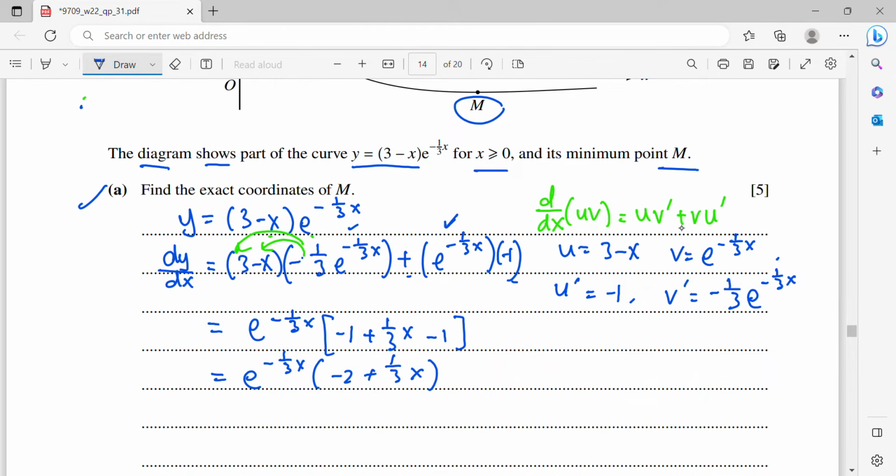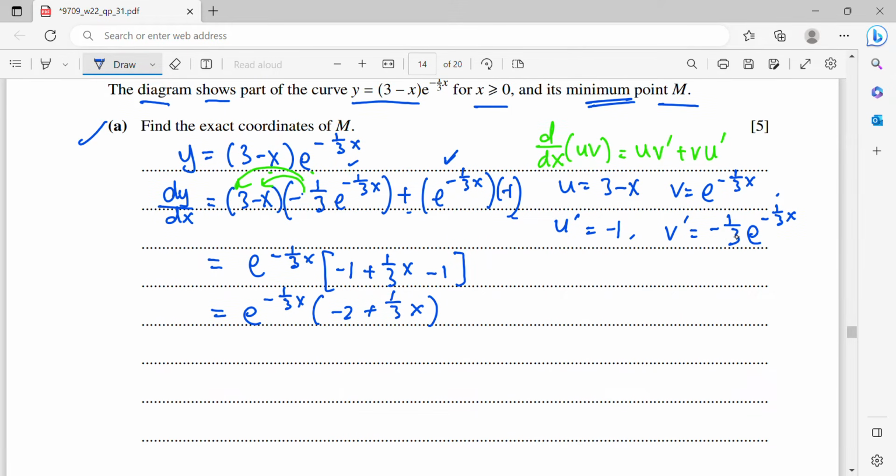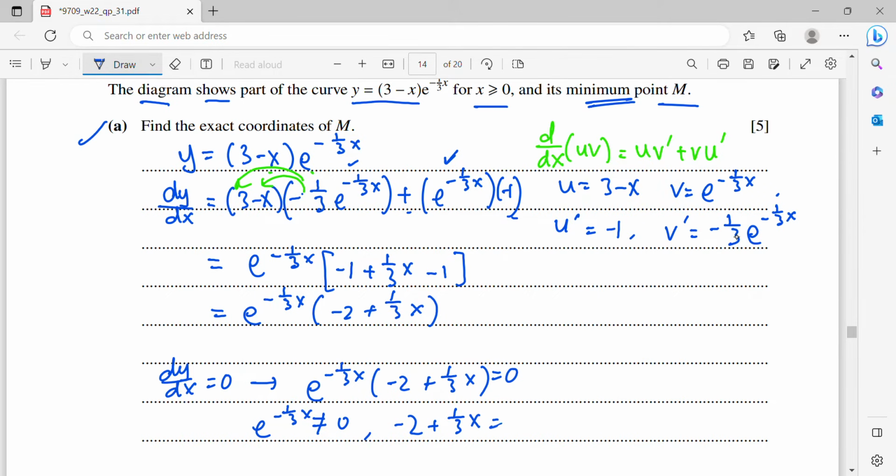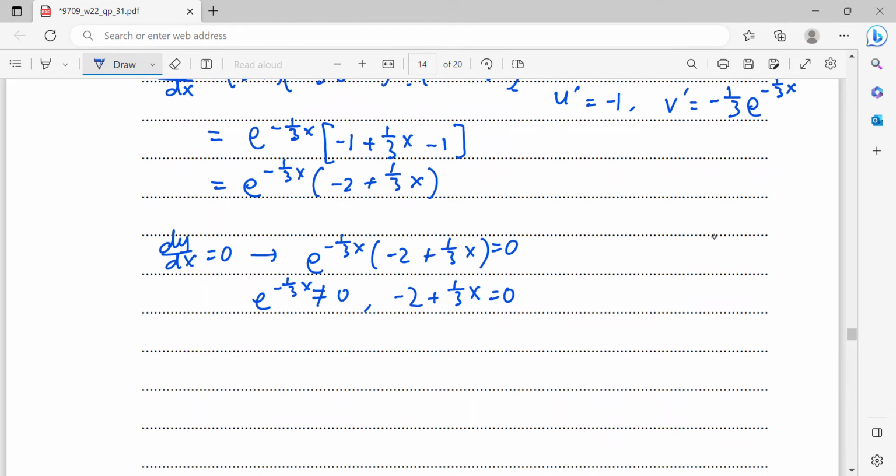Okay, so now to get the minimum points, dy/dx is always 0. So now you write dy/dx equals 0. Therefore, exponential times the whole bracket equals 0. But we know that exponential is never 0. Therefore, -2 plus 1/3x will be 0. Now, solve this equation to get the x. So 1/3x will be 2. Hence, your x is 6.